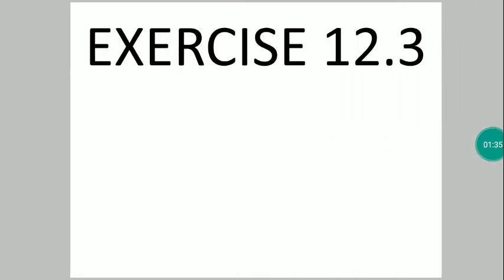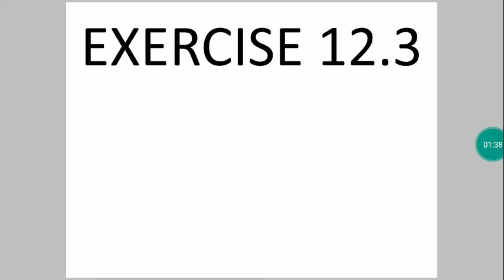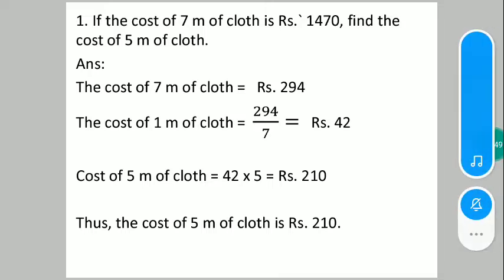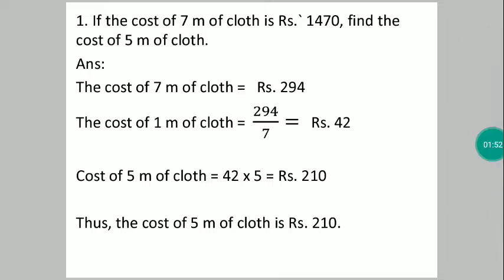Now we see exercise 12.3. Question number 1. If the cost of 7 meter of a cloth is rupees 1470, find the cost of 5 meter of a cloth. Answer. Here, the cost of 7 meter cloth is given as rupees 294. Now we have to find the cost of 1 meter.